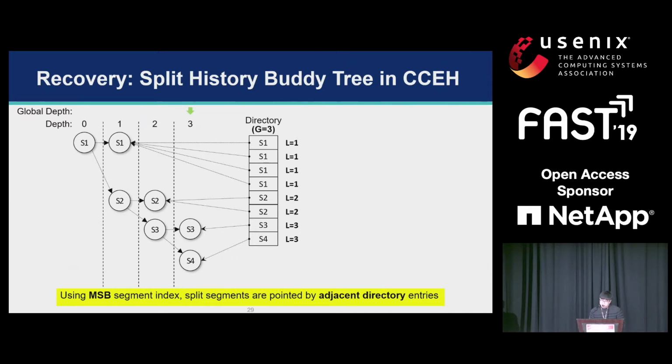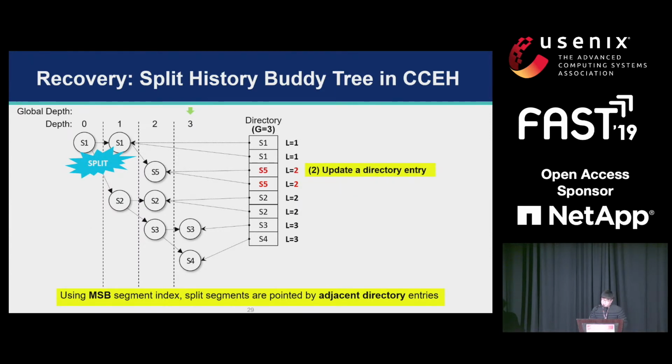When a segment splits, we check how many directory entries need to be updated. This number can be obtained by comparing the local depth against the global depth. Then we change the directory entry whose index is larger. For example, in this figure, we update the directory entries from the bottom to the top.